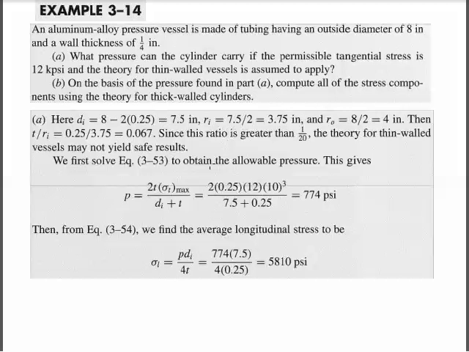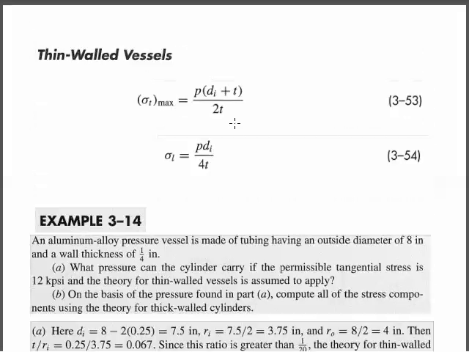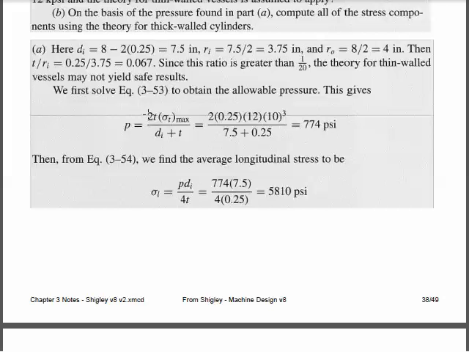Here we have D inner is 8 minus 2 wall thicknesses, and we have an R inner, et cetera. Now we can go to our formula that relates pressure and sigma max in the tangential direction. Let's just jump back to that. Sigma max is a function of pressure. We can invert that, of course, by moving these terms to the other side: 2t in the numerator, D inner plus t in the denominator. Plug in all of the numbers, and we get 774 psi of pressure.